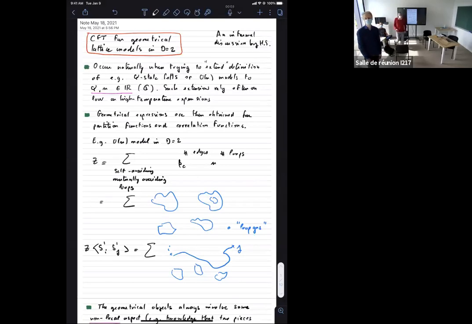So today's session is a discussion led by Saleur about geometrical lattice models in 2 dimensions and how they give rise to conformal field theories.